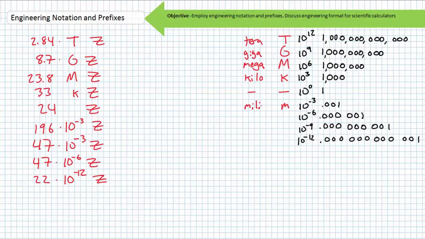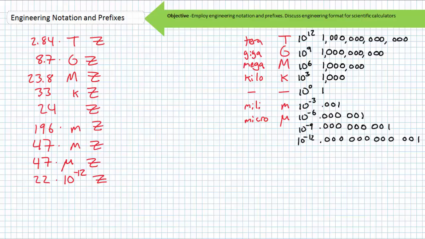On the other side of the decimal point, the engineering prefixes used to replace the powers of 10 are as such. 10 to the negative third is replaced with a milli, written as a lowercase m. 196 times 10 to the negative third would be written as 196 millizoinks. 47 times 10 to the negative third would be written as 47 millizoinks. The next level down, 10 to the negative sixth, is replaced with a micro, written as kind of this U-shaped thing with a long tail.